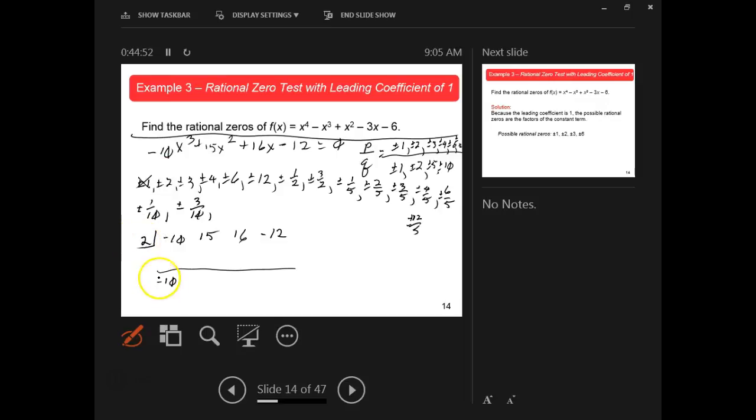So what do you go from there? Negative 20, negative 5, negative 10, 6. Oh, ding, ding, ding, ding, 12. We got a 0, folks.